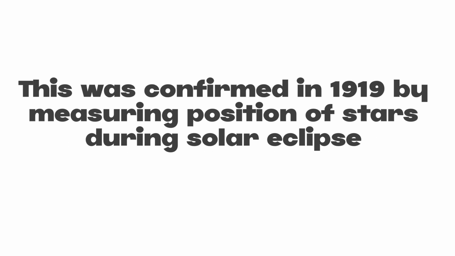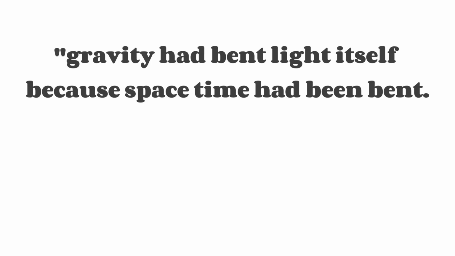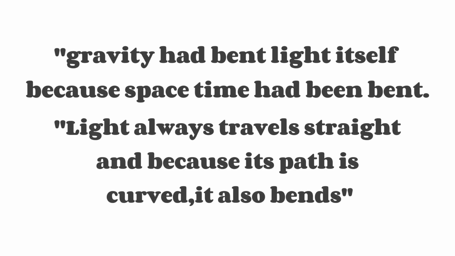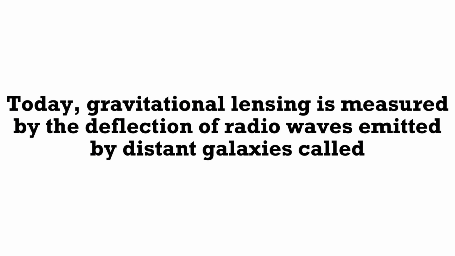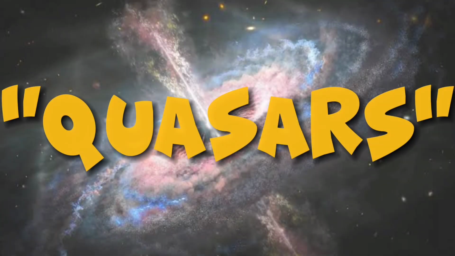This was confirmed in 1919 by measuring the position of stars during a solar eclipse. Gravity had bent light itself because space-time had been bent. Light always travels straight, and because its path is curved, it also bends. Today, gravitational lensing is measured by the deflection of radio waves emitted by distant galaxies called quasars.